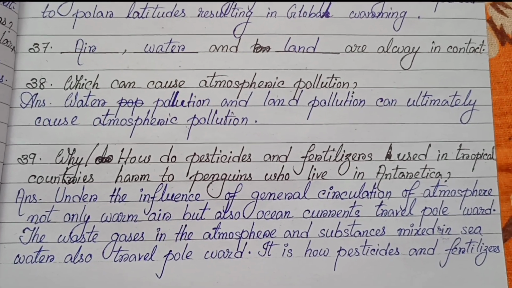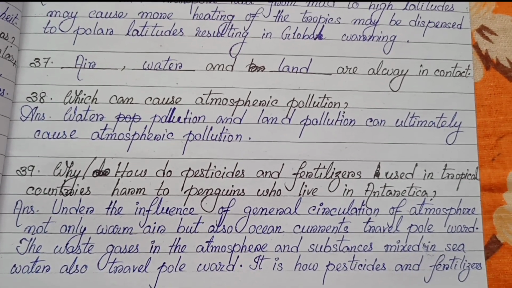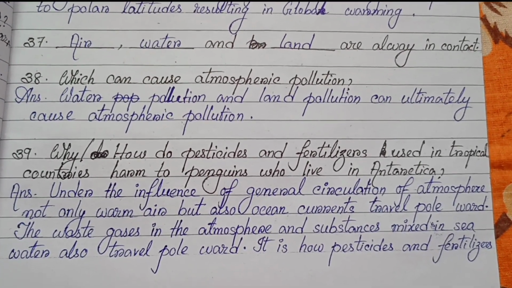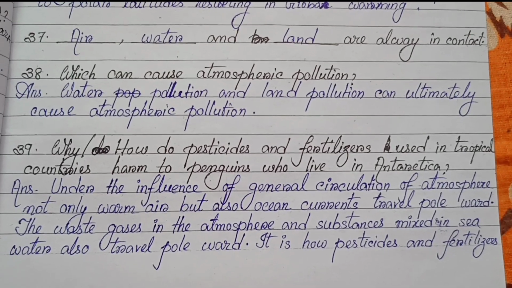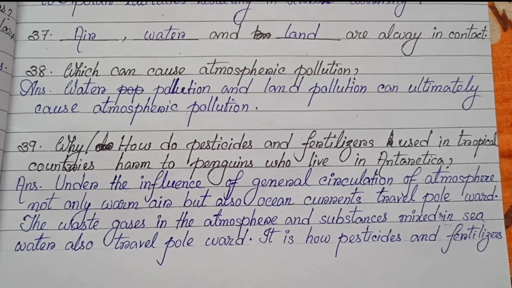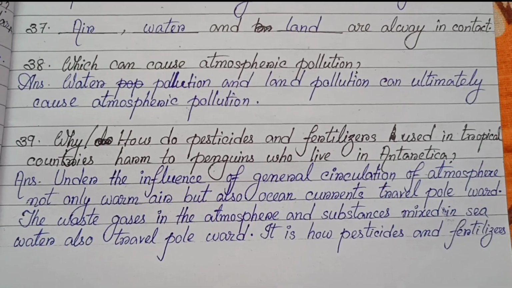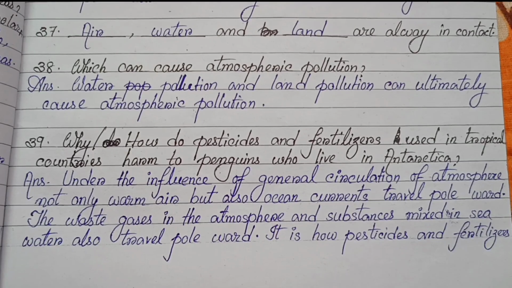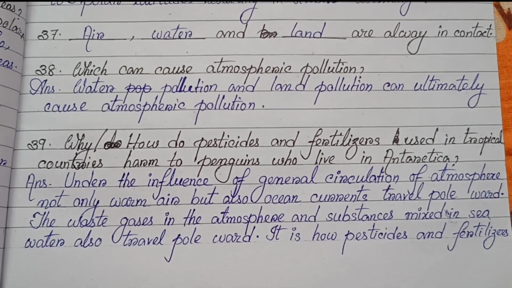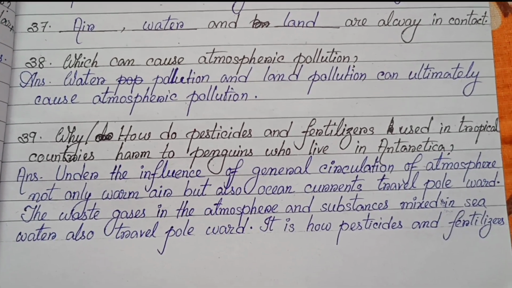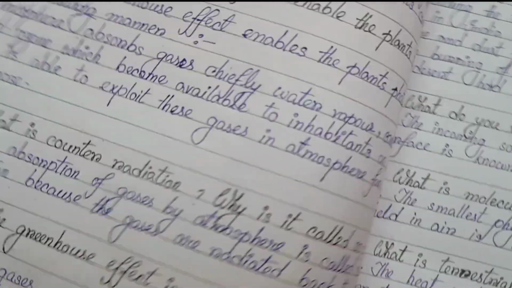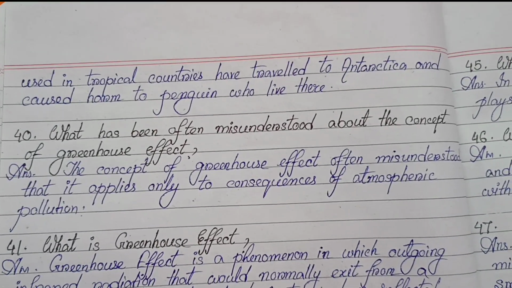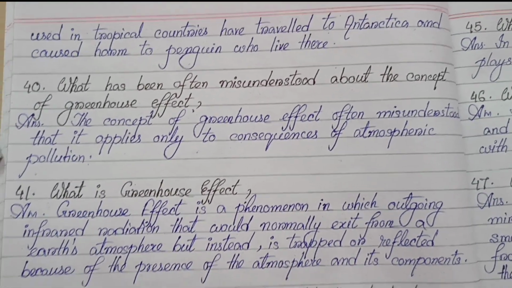39. Why or how do pesticides and fertilizers used in tropical countries harm penguins who live in Antarctica? Under the influence of general circulation of atmosphere, not only warm air but also ocean currents travel poleward. The waste gases in the atmosphere and substances mixed in seawater also travel poleward. It is how pesticides and fertilizers used in tropical countries have traveled to Antarctica and caused harm to penguins who live there.